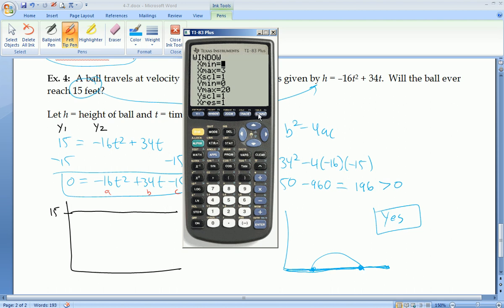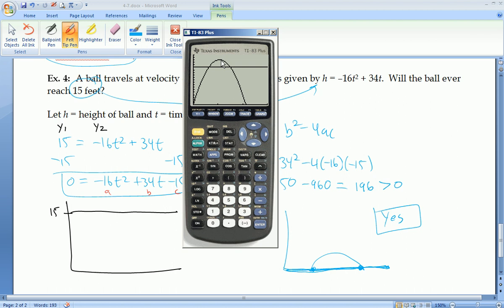And then we're going to hit the graph button, and you can see here this is the path of the ball, and it reaches up to 15 feet. We can find the maximum height if we wanted to. Like I said, there's another way to do this. You can just find the vertex of this negative 16t squared plus 34t and see if it reaches.